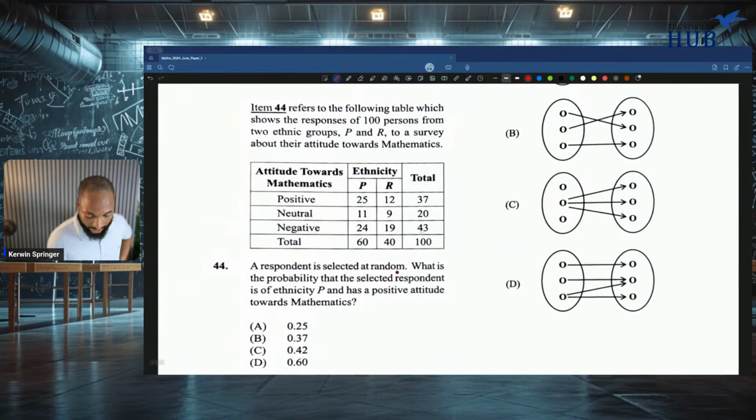So a respondent is selected at random. What is the probability that the selected respondent of ethnicity P has a positive attitude?